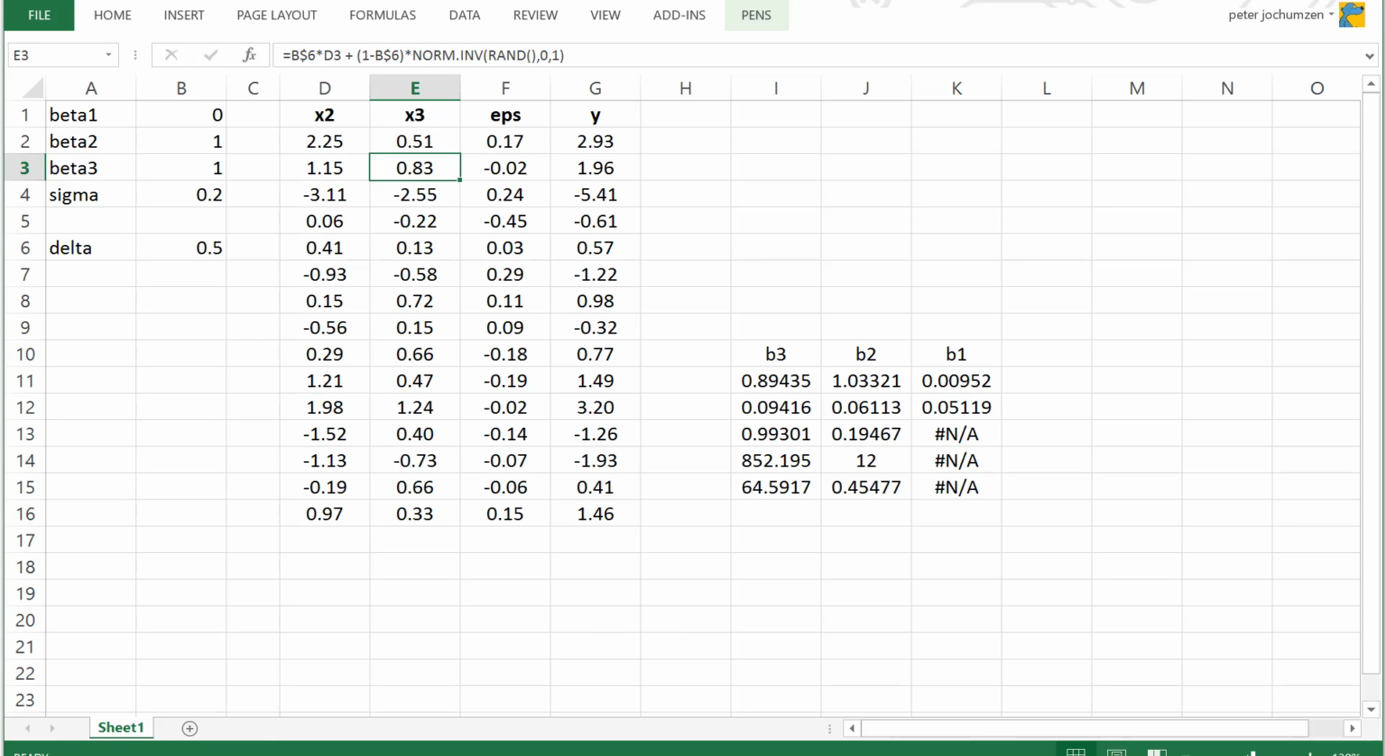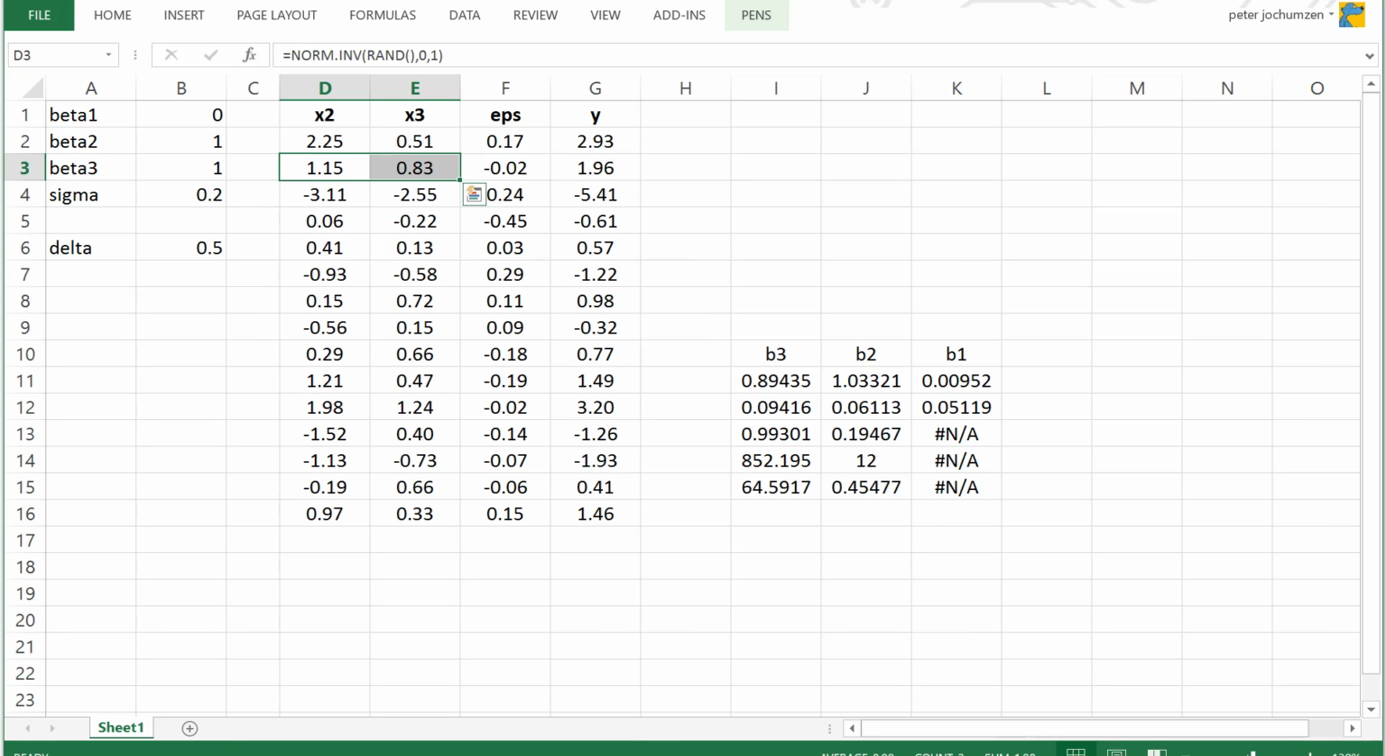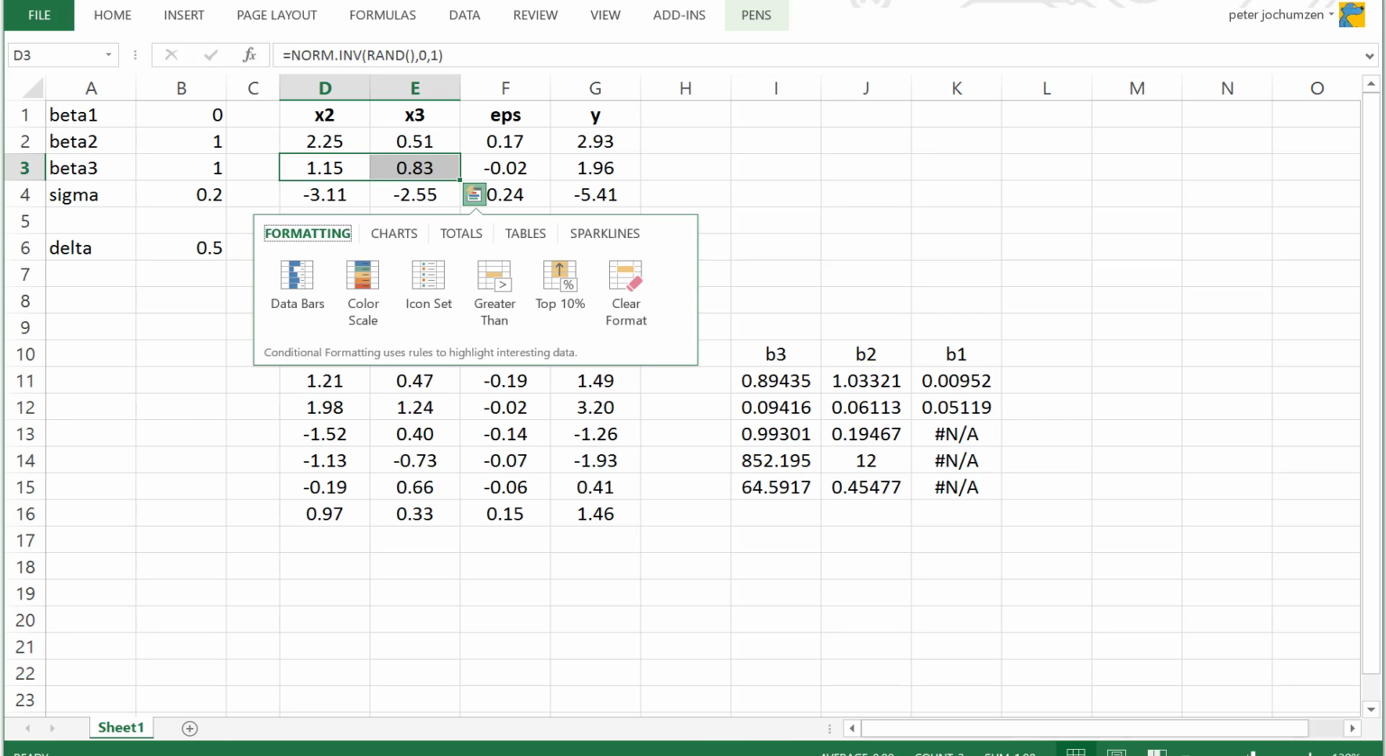For this case, it's actually not difficult to show that the covariance between these two random variables is exactly delta. So delta will determine the covariance between them. Because of random sampling, the covariance between these two are delta as well, and so on.